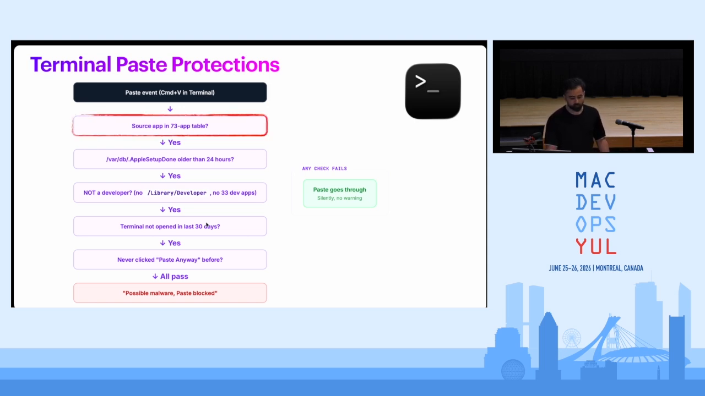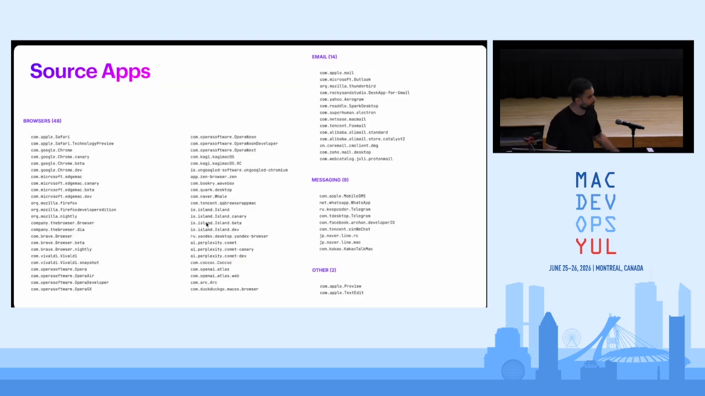The first check is where the content came from. The source app has to be one of 73 apps that Terminal watches for. That includes browsers, email clients, messaging apps. If you copied anything outside of that list, you won't get that prompt. And by the way, if any of these checks fail, the paste will go through. For those of you that are interested, there's the list of various browsers, email clients, messaging apps, and that also includes Preview and TextEdit. So presumably these are the channels that attackers are using to target victims for ClickFix attacks.